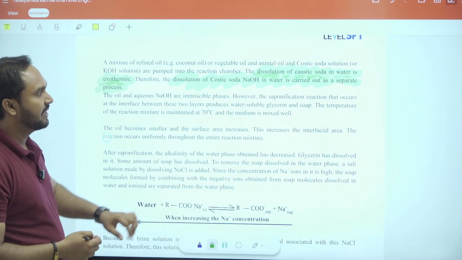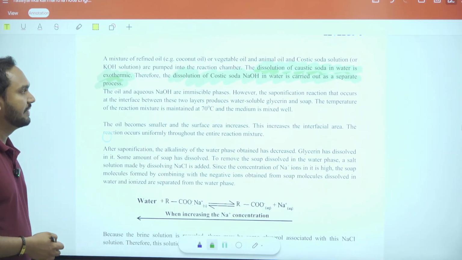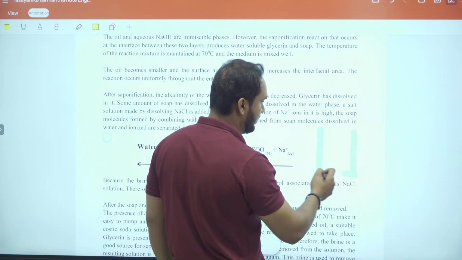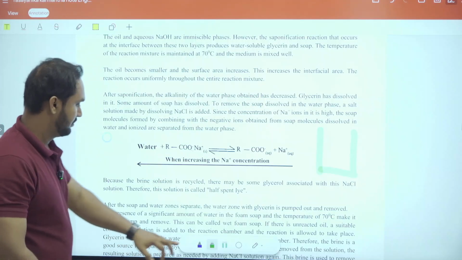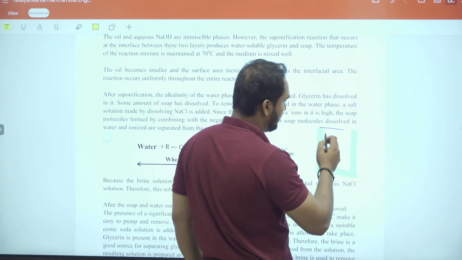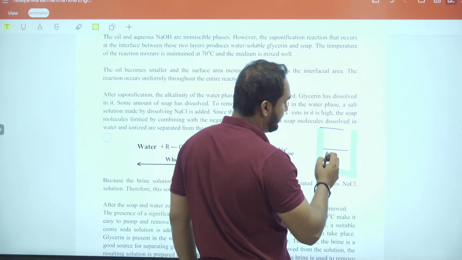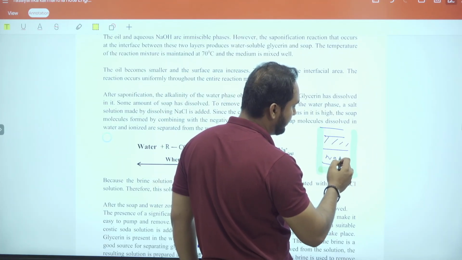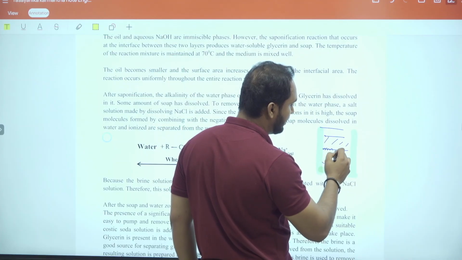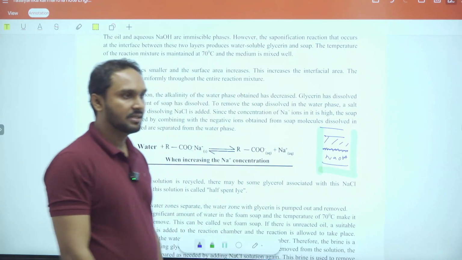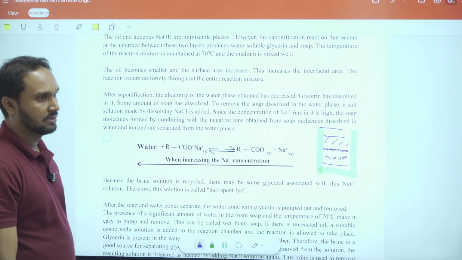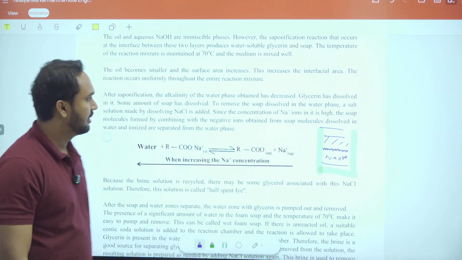However, the saponification reaction occurs at the interface between these two layers, right? So it happens something like this. Let's say this is the chamber. Now let's say the oil is up here and the water and NaOH are here. In the interface here, the saponification reaction occurs. Would you keep it like that? No. What do you do now? You have to mix it with a propeller so that the complete reaction occurs, right?